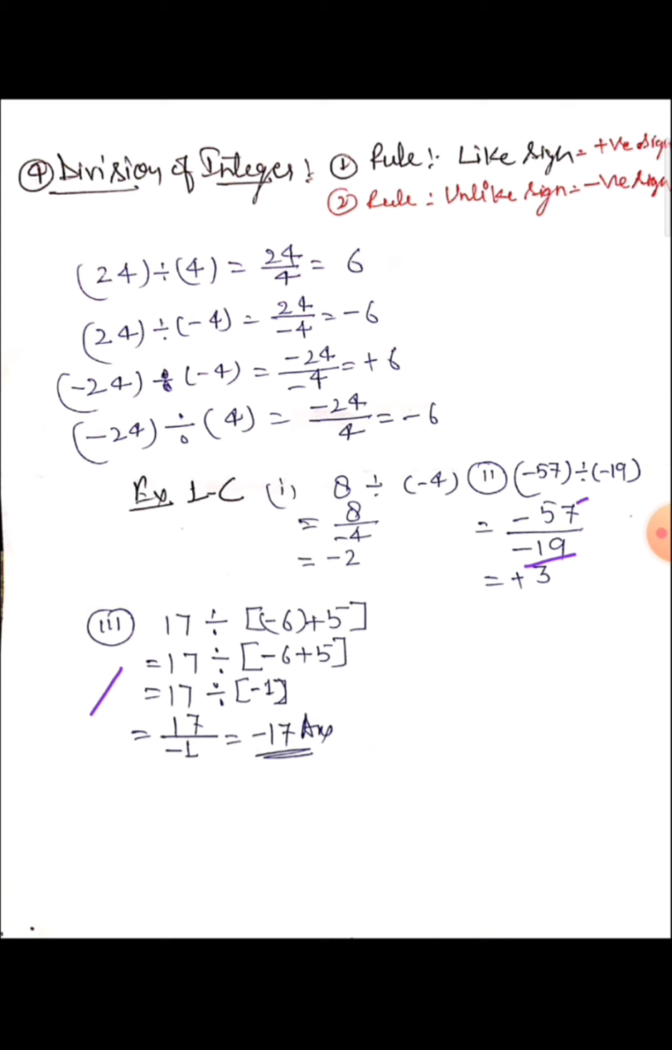Now the third is 17 divided by minus 6 plus 5. So firstly we open the bracket. Minus 6 plus 5, both have different signs, so we take the difference of the numbers. The difference of the numbers will be minus 1, then 17 upon minus 1, and that is minus 17.